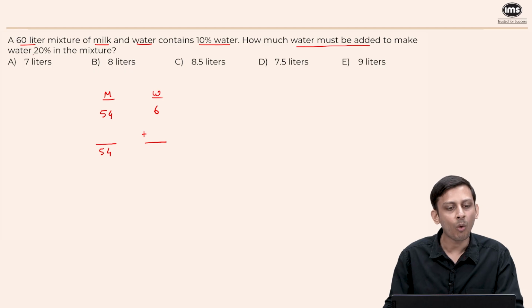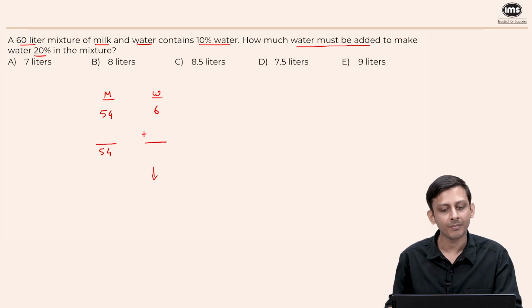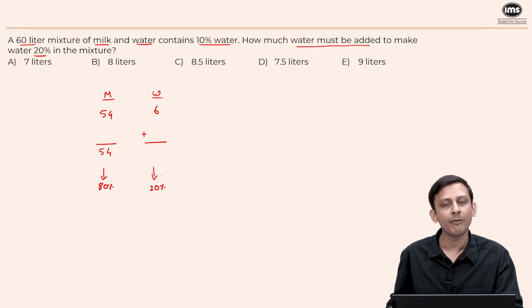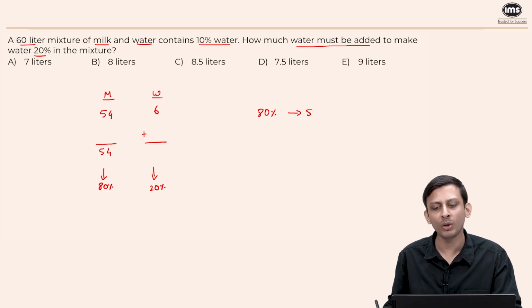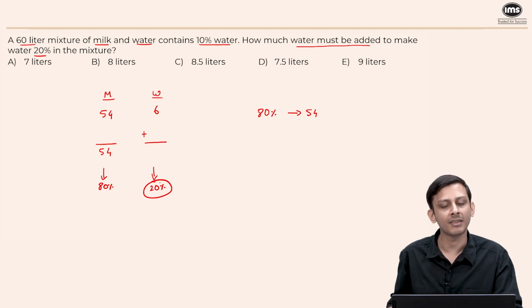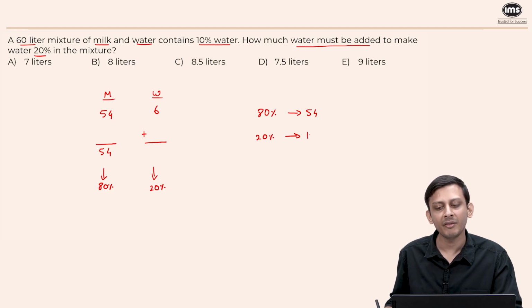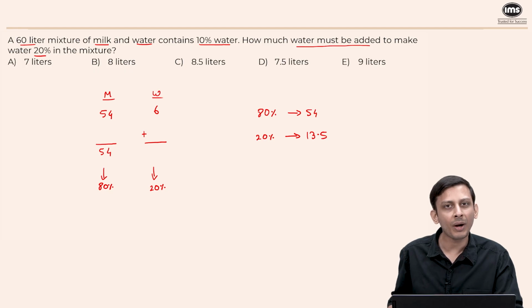Now at the end, water is 20% of the total mixture. And therefore milk has to be the remaining 80% of the total. If water is 20%, milk will be the remaining 80%. So we can say that for the final mixture, 80% of the total will be 54 liters for milk. 80% will be 54 liters. And therefore, what will be 20%? 80% if we divide by 4, we will get 20%. And therefore, 54 when we divide by 4, we will get 13.5. So this 20% of the final mixture will be 13.5 liters.